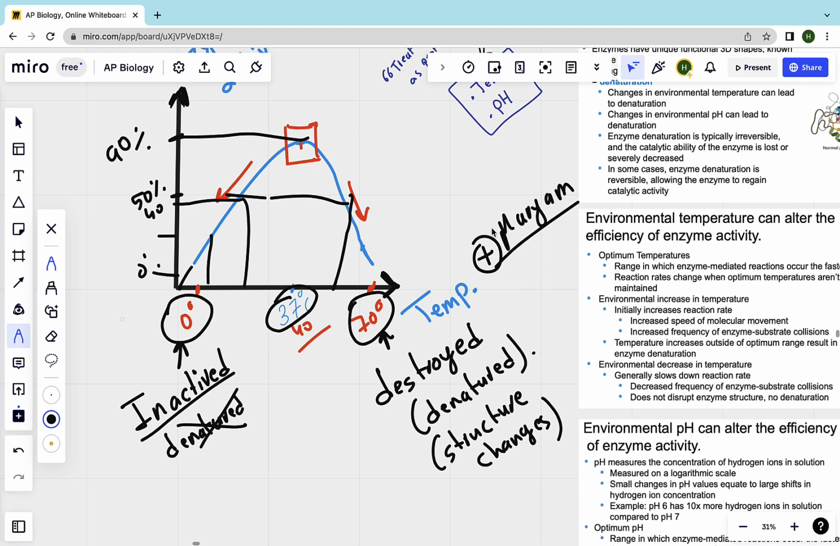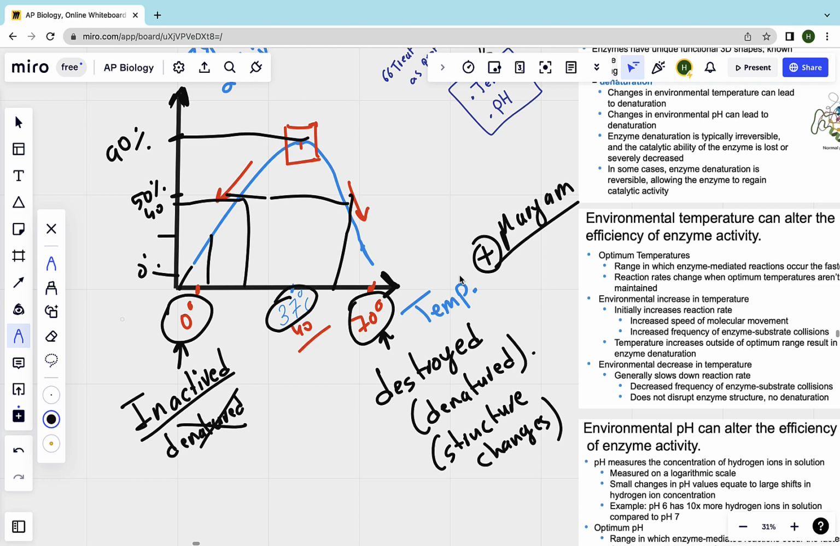The question is, after the temperature is 70 degrees, the enzyme will be denatured. If you return the temperature back to normal, will the enzyme work? No. For this reason, you can cook food, then you can eat it after that. Yes, exactly. The chemical composition has changed.